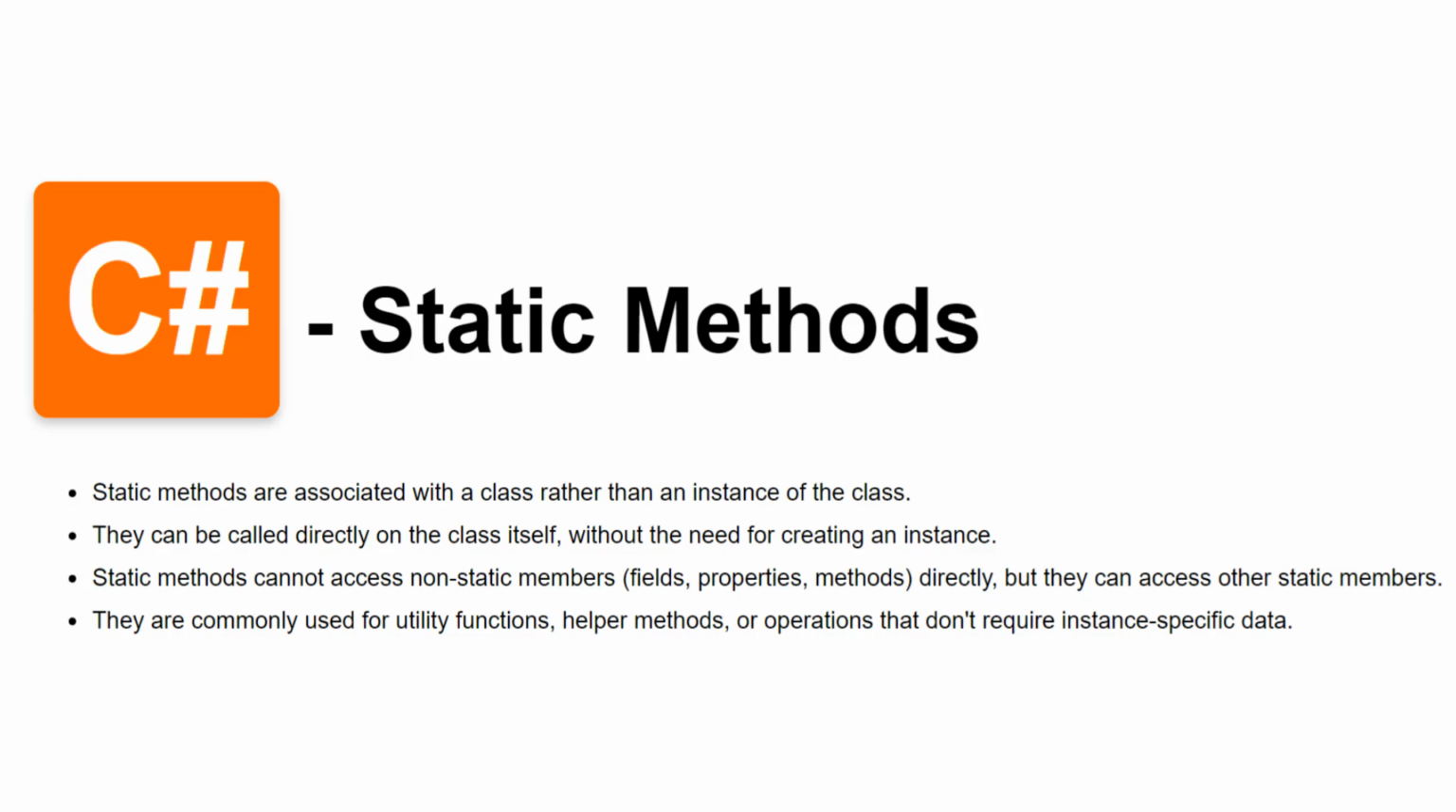Static methods and static classes in C#. Let's start with the static methods. The static method can be called directly on the class itself, and there is no need to create an instance.